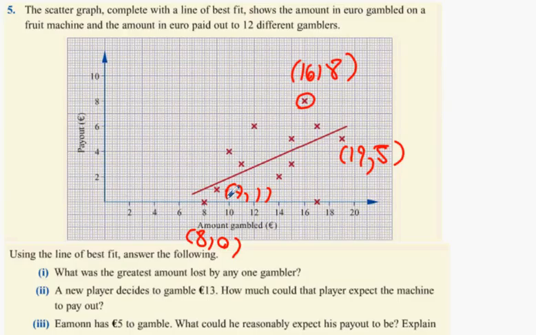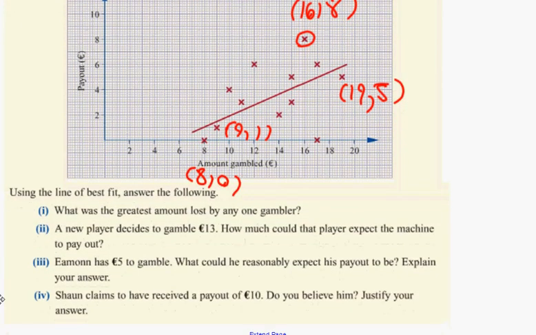What was the greatest amount lost by any one gambler? I'd go for 19. 19 and 5. Is there anything else? 16 and 8. Yeah, it's got to be 19 and 5. What's this guy? Oh, 12 and 0. This 12 and 6 for this guy. Which one are you thinking? 17. Where is it? Oh, there it is. Sorry, I didn't even see that point. One guy spent 17 euro and got 0 payout. 17 and 0 is the person who lost the most money.